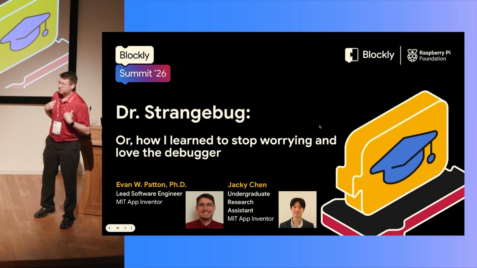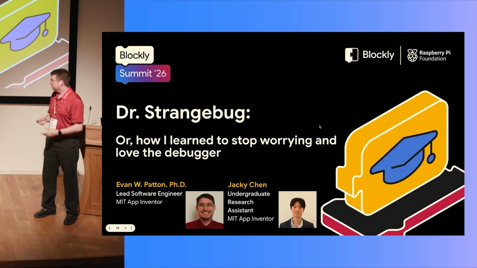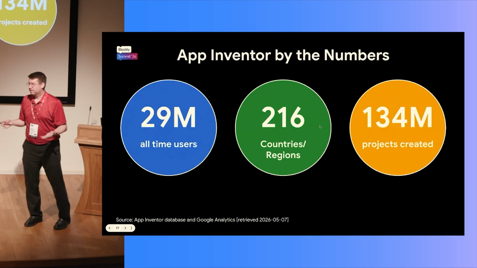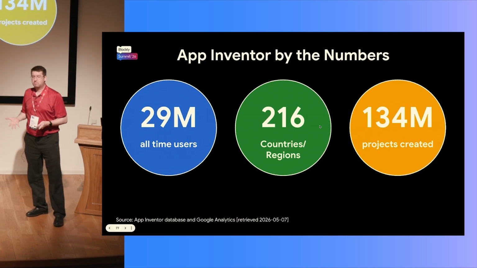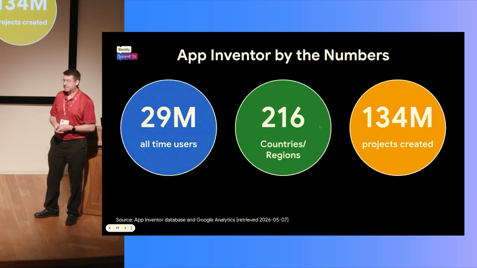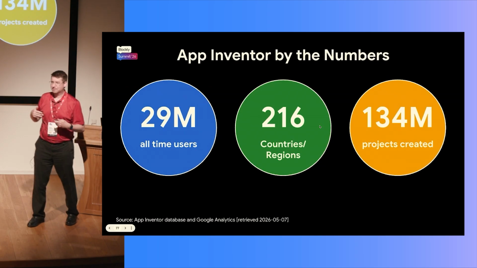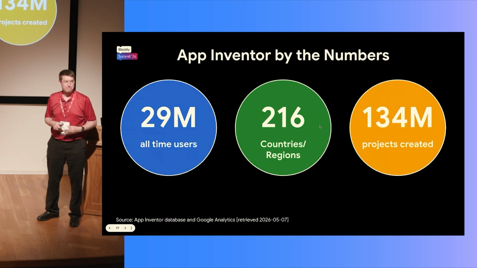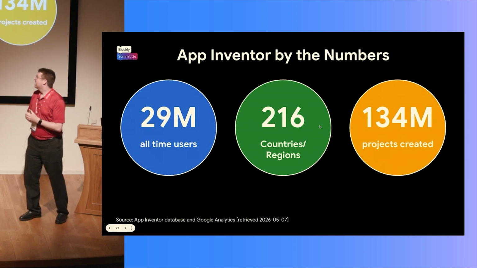I'm Dr. Evan Patton. I'm the lead software engineer for the App Inventor project. I'm going to skip the agenda. For those of you who don't know App Inventor, but I imagine most of you do, it's a web-based platform for building your own mobile phone apps. It is the original Blockly project. It is the project that spawned Blockly because Neil saw how bad our original Blocks editor was.